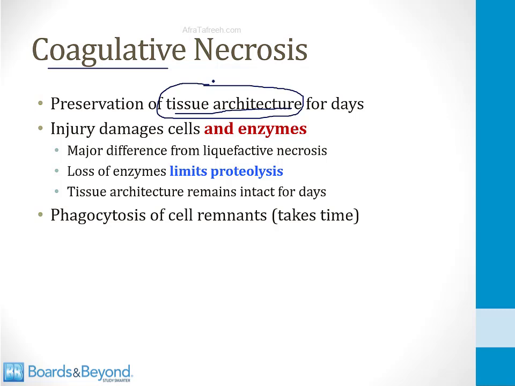architecture. The reason this type of necrosis occurs instead of some other type is because the injury that causes cell death and necrosis also damages cellular enzymes. And this is the major distinction between coagulative and liquefactive necrosis. When the enzymes are damaged, there's limited proteolysis because the enzymes are gone from the cells. As a result, much of the tissue shape and architecture can remain intact for several days after necrosis begins. During this time, there is phagocytosis of the cell remnants. This takes a while, and as this is going on, the tissue will maintain its normal architecture.